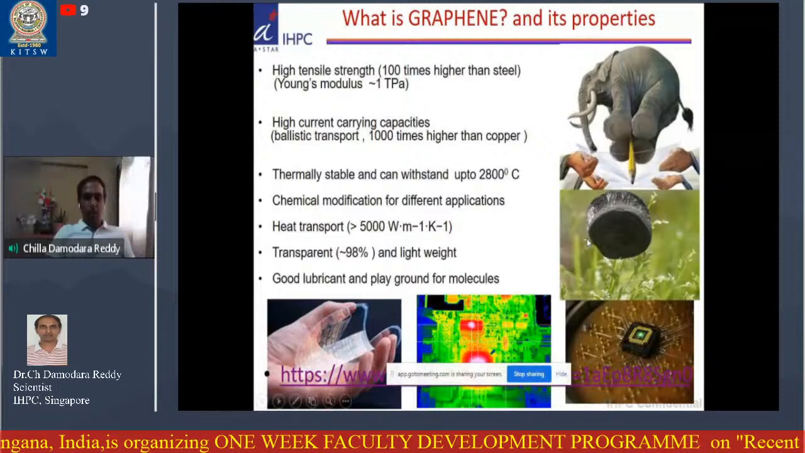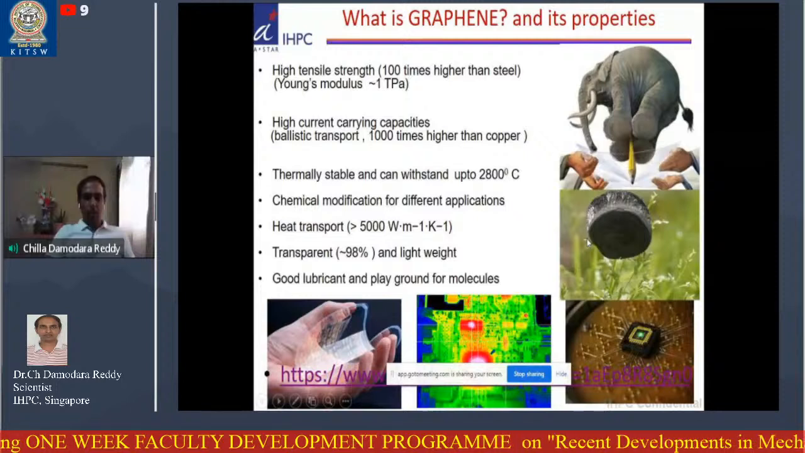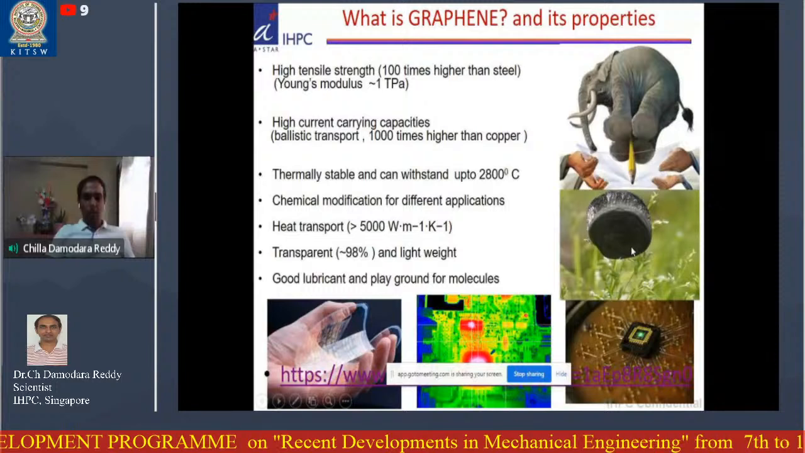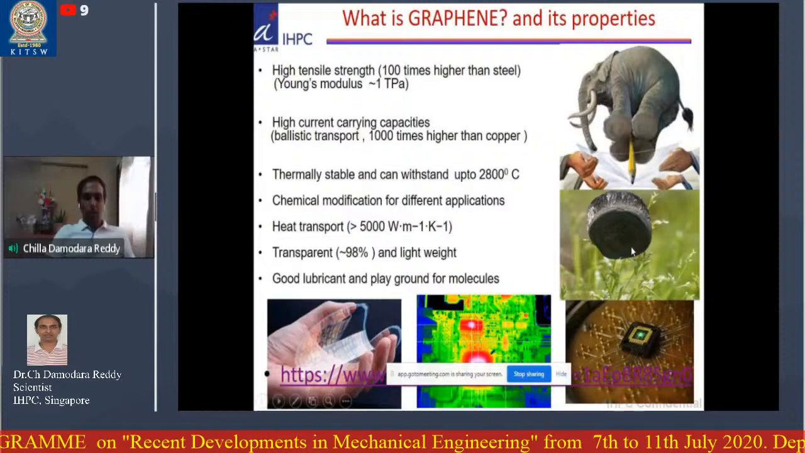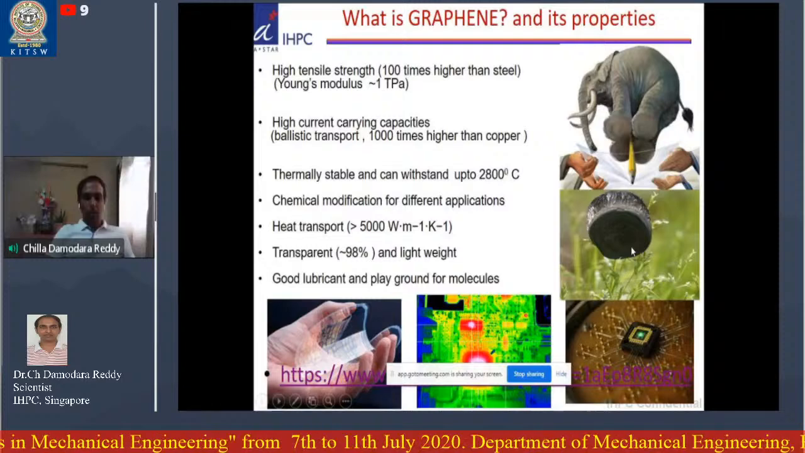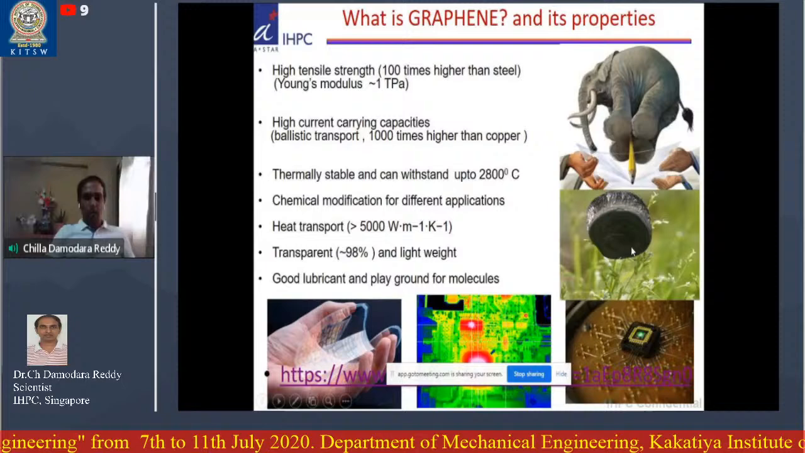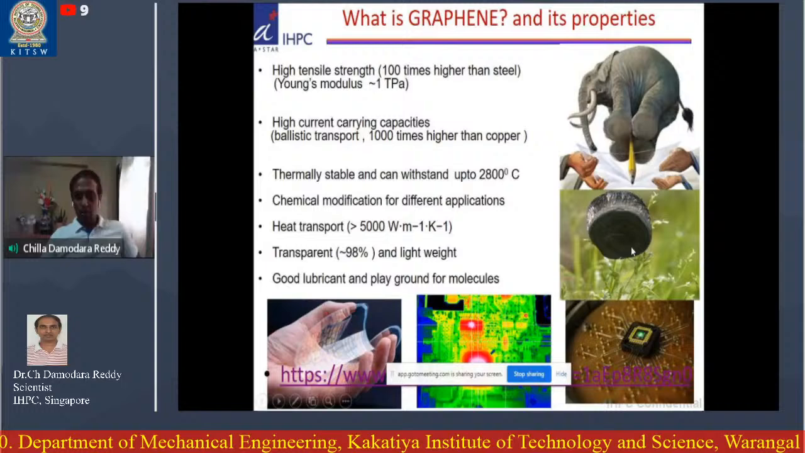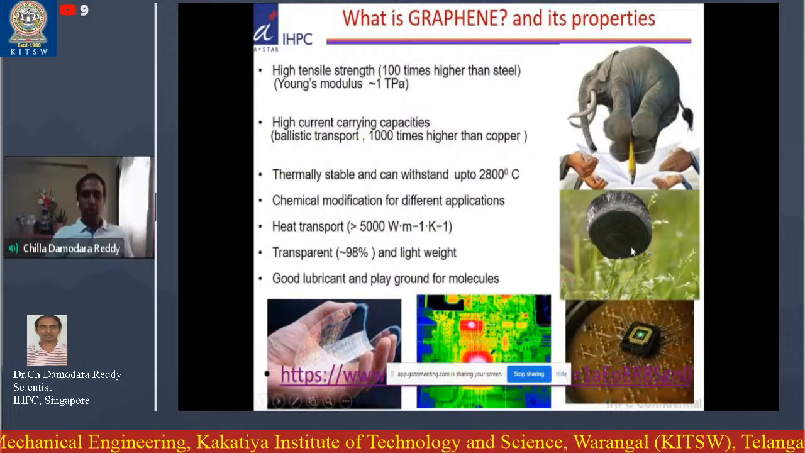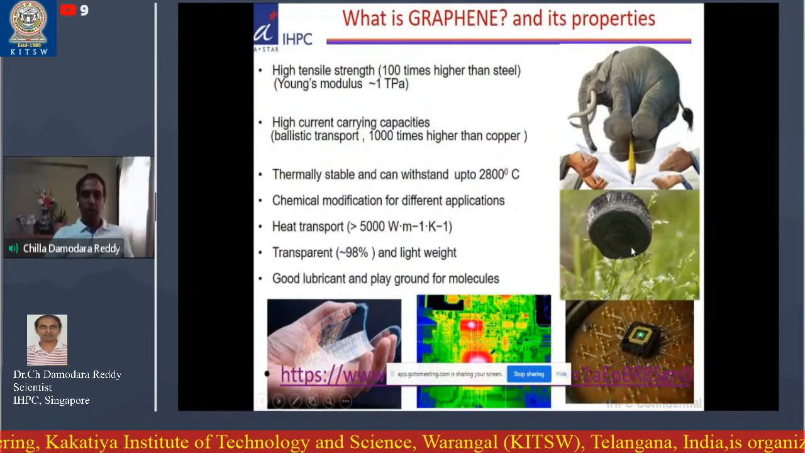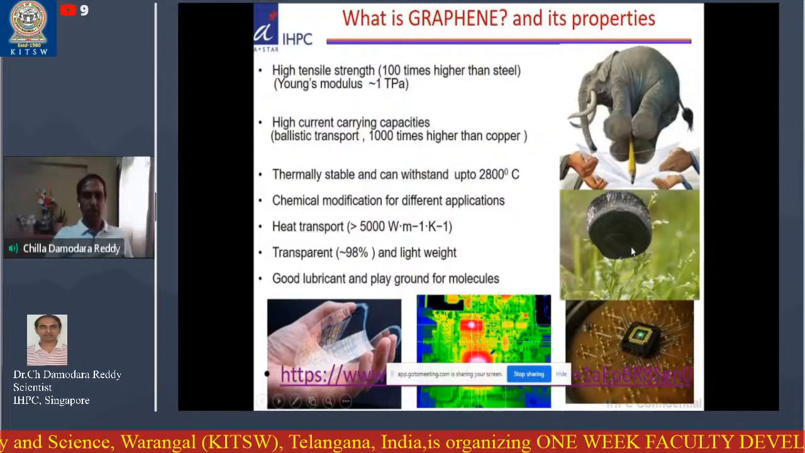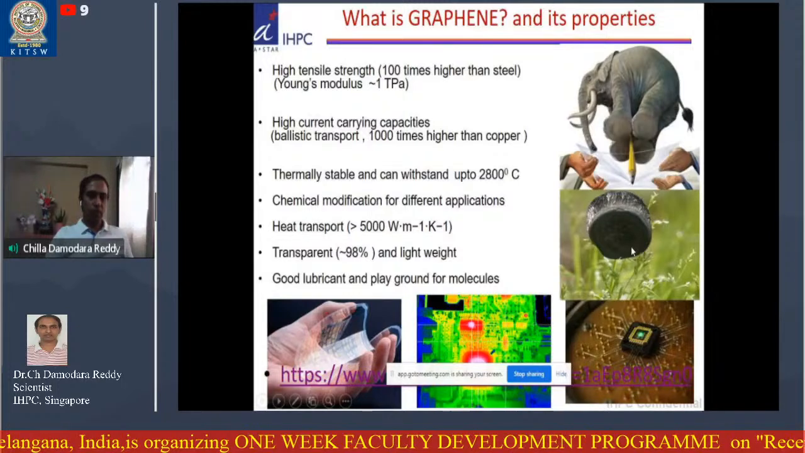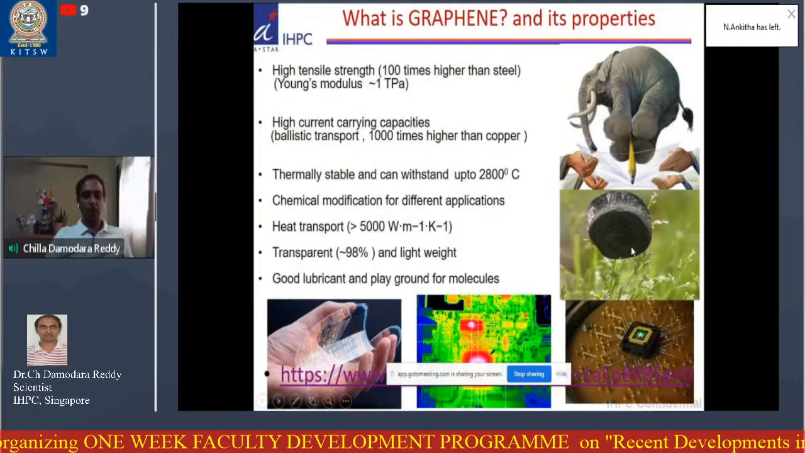And it is very lightweight. You can see here, this is a carbon block. It contains graphene and nanotube. It can stay on the grass, that lightweight. And it's a very good lubricant. And you can use it for molecular bearings and other things. So there are a lot of applications. I put only a very few here.